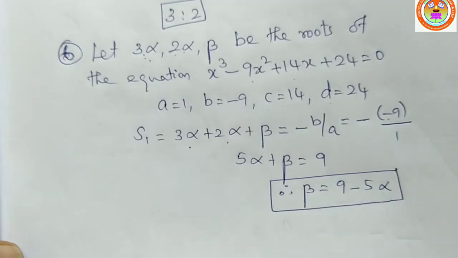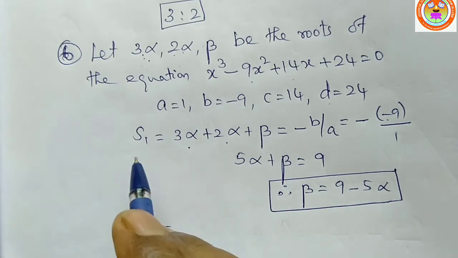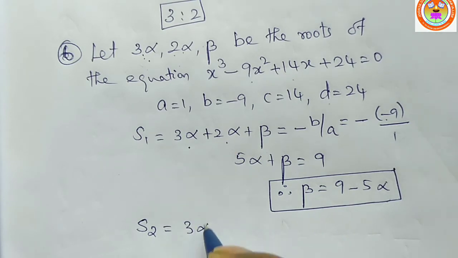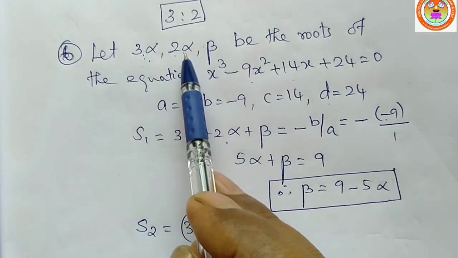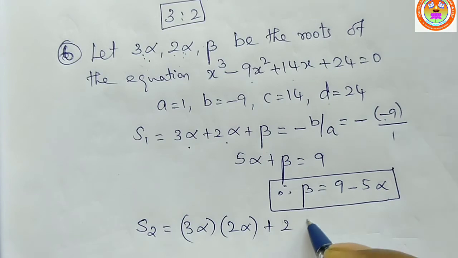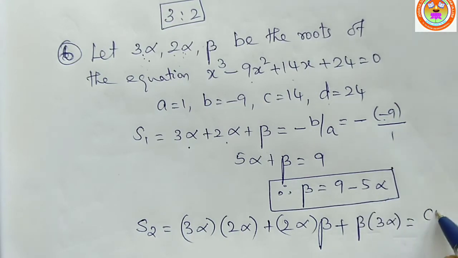Now come to the second one, that is S2. That is the sum of product of the roots taken 2 at a time. That is 3 alpha into 2 alpha, first 2, then second 2, that is 2 alpha into beta, plus beta into 3 alpha, which is equal to c by a.